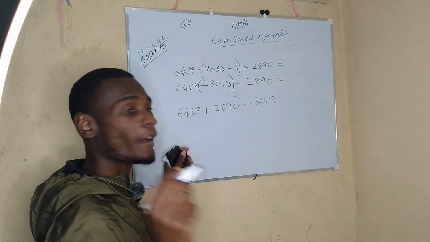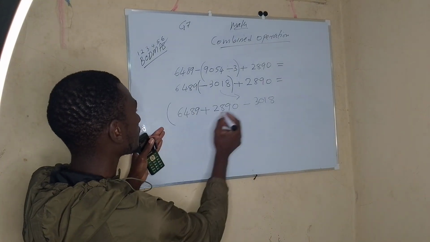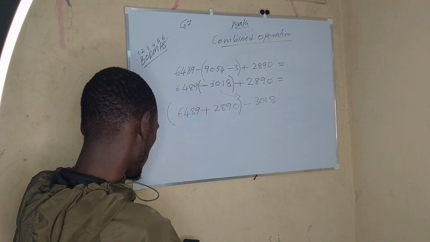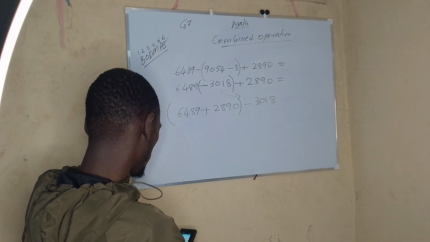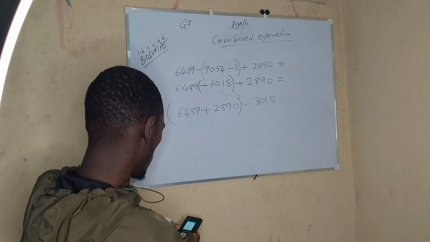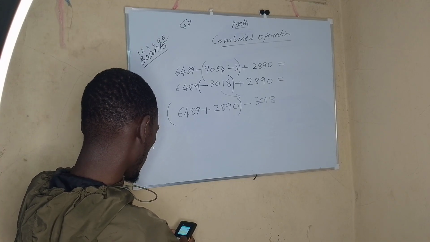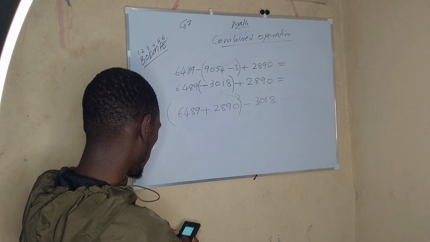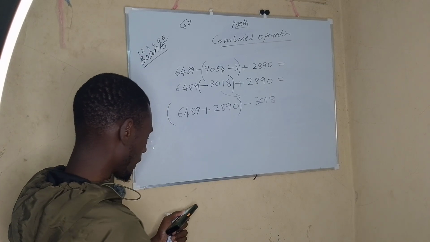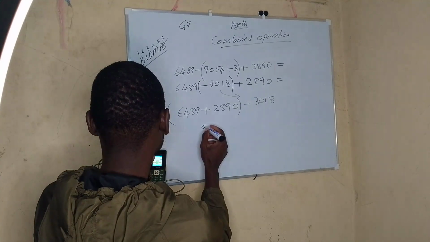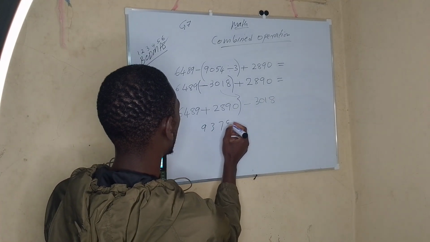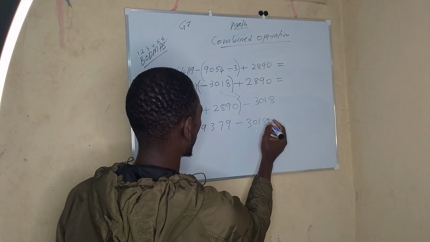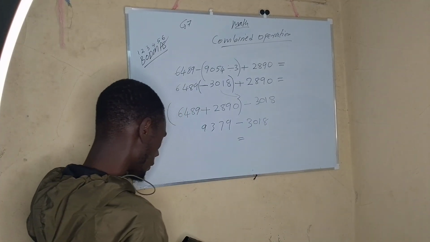So don't add any number. So we are going to add these two numbers. So let me add the two numbers there. That is 6,489 plus 2,890. So that gives us 9,379 minus 3,018. So that is the last operation.